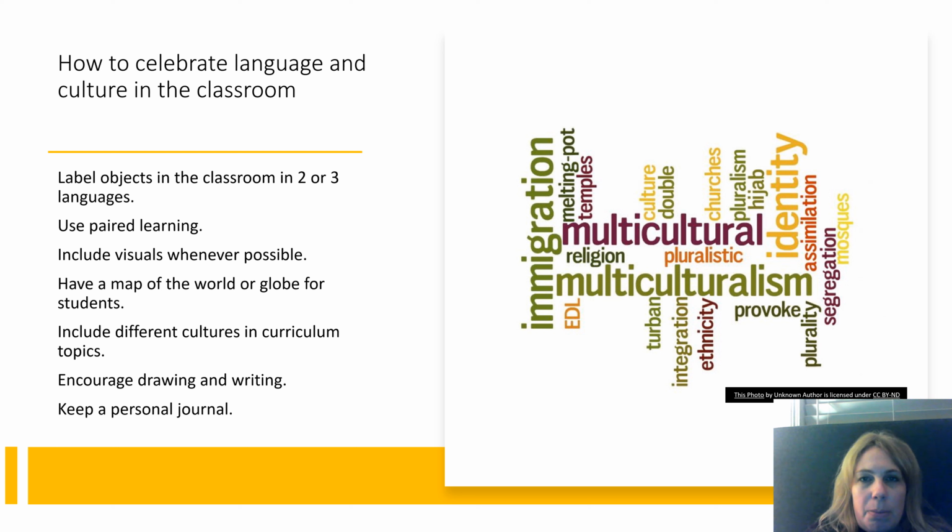Include visuals whenever possible. This is really helpful for students that English is not their first language. That way they can associate the word with the object. Have a map of the world or globe for the students. This is a really good idea because if you're talking about a place such as Mexico or Asia, Russia, students being able to see that and how far away it is really helpful, just putting that visual on the area.